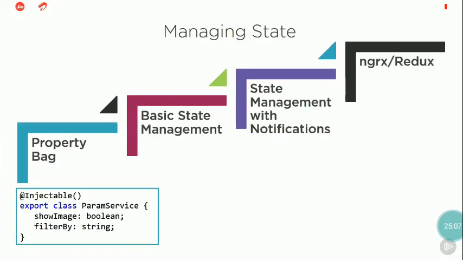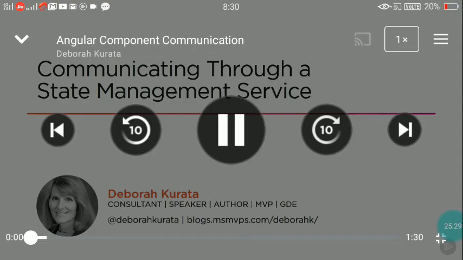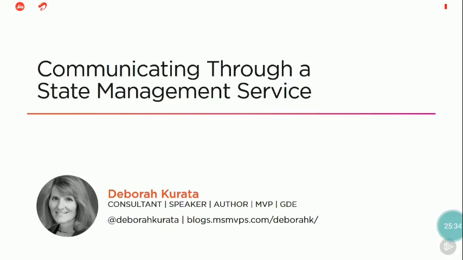Here again is our diagram of increasingly complex techniques for managing state as a communication mechanism. We just covered the simplest option, building a property bag service to retain and share a set of property values. Next, let's build a basic state management service. Sometimes we need a service to be more than a bag of properties. We need it to retrieve, manage, store, and share our application state.